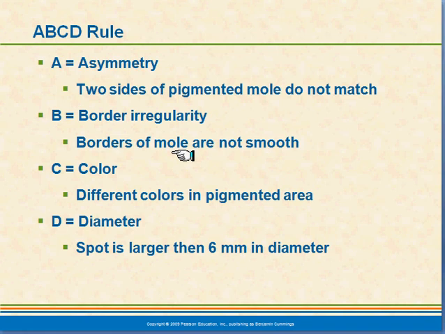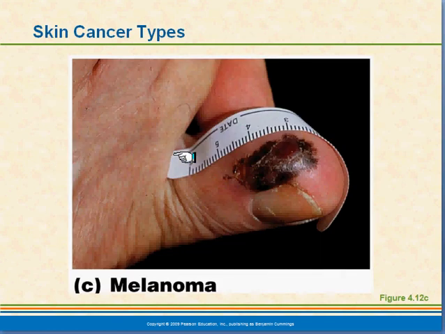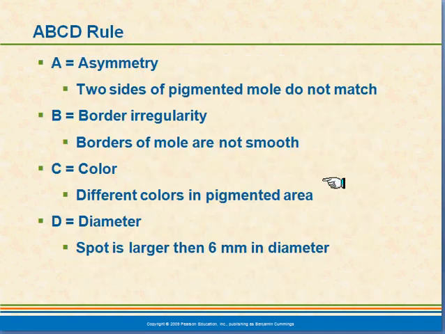If you have red, black, a group of other colors, then you definitely need to have it looked at. In fact, they refer to that as a scrambled egg appearance. And look, we have reds, we have blacks, we have browns, all through here. If it is larger than 6 millimeters in diameter, basically about the size of a pencil eraser.